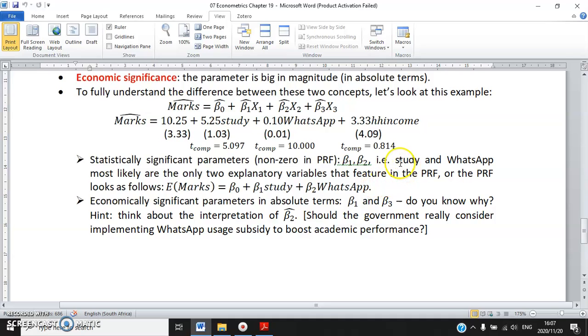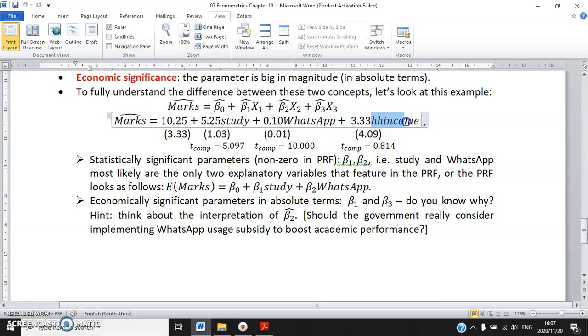In other words, only study hours and WhatsApp are most likely the only two explanatory variables that will feature in the PRF. Or the PRF would most likely look like that. Expected value of marks is a function of study hours and WhatsApp study hours. In other words, household income is a too-weak, actually we can say irrelevant explanatory variable in the PRF. Because the parameter, from the result of the hypothesis testing, is statistically insignificant given this very weak computed t-stat.